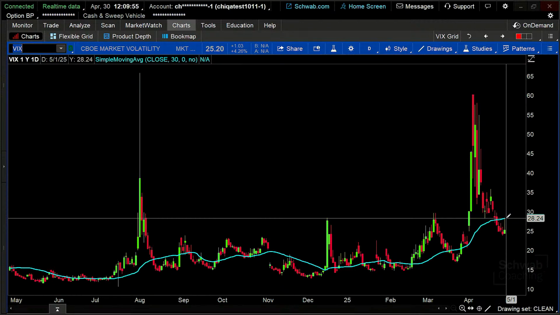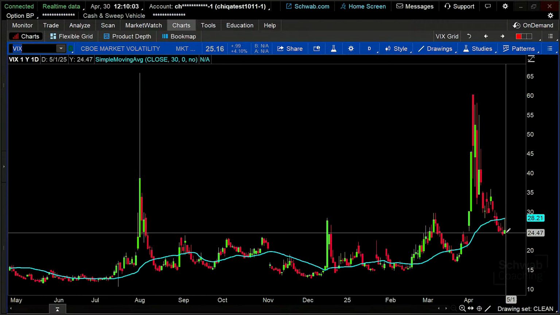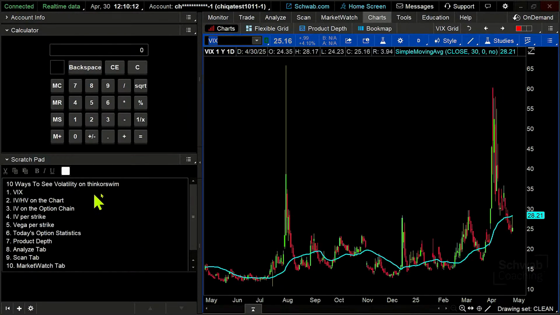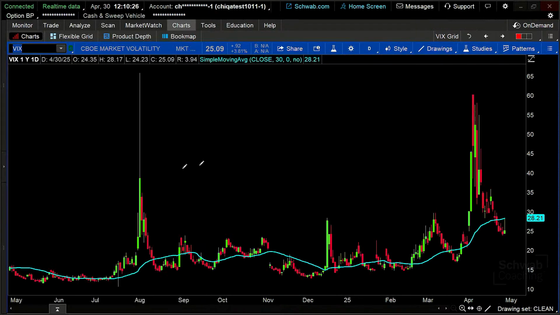towards its, I put a 30-day or a 30 period moving average on here. So it moved up towards that average, and it has fallen from where it was earlier in the day. So VIX on the chart, one way to look at implied volatility or volatility on the thinkorswim platform. The second way that we're going to look at that is implied volatility or historical volatility, or both, on a chart of an individual equity. So that's the next way that we're going to look at volatility here on the thinkorswim platform.